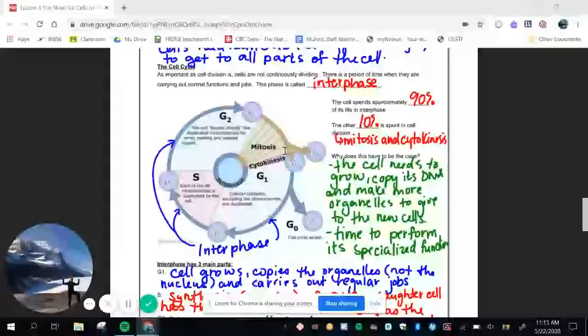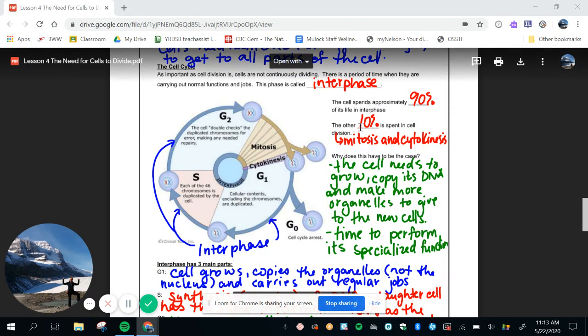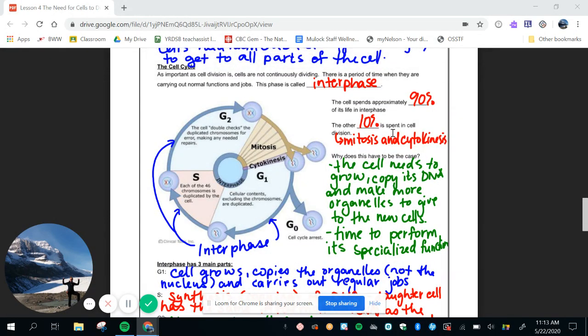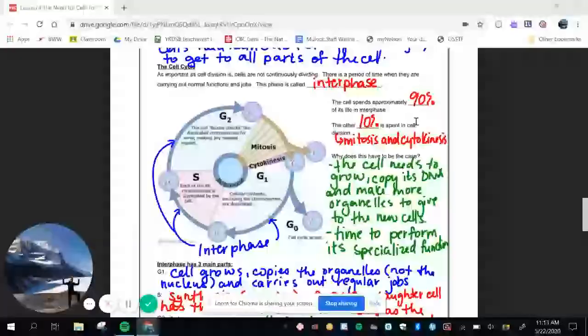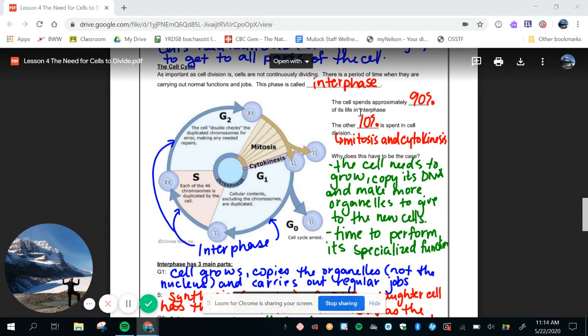I want to just mention quickly this mitosis part right here, which, as I said, we're going to talk a lot more about tomorrow, and cytokinesis. That's only about 10% of the cell cycle. And these numbers are just generalizations. There's some that spend more or less time in these phases, but this is sort of like an average, okay?